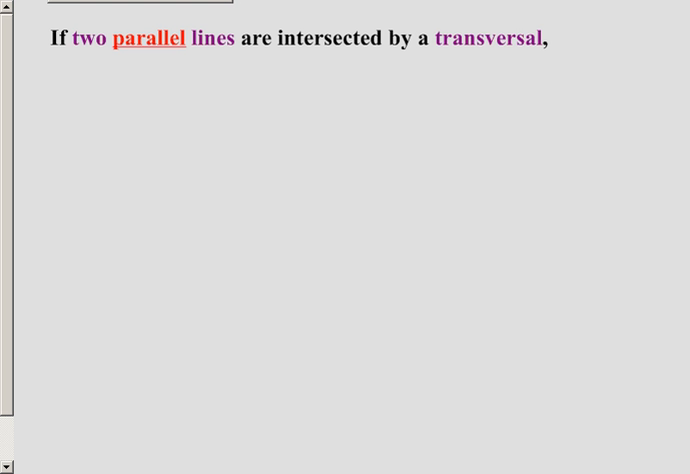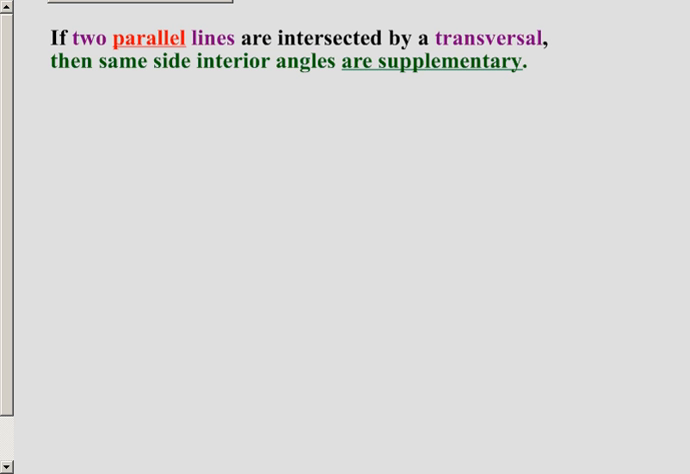Okay, the next rule is going to start off with the same language once more. If two parallel lines are intersected by a transversal, this time we'll be dealing with the same side interior angles, and the rule guarantees that same side interior angles will be supplementary. Hopefully you remember from Unit 1, the term supplementary means two or more angles that add to equal 180 degrees.